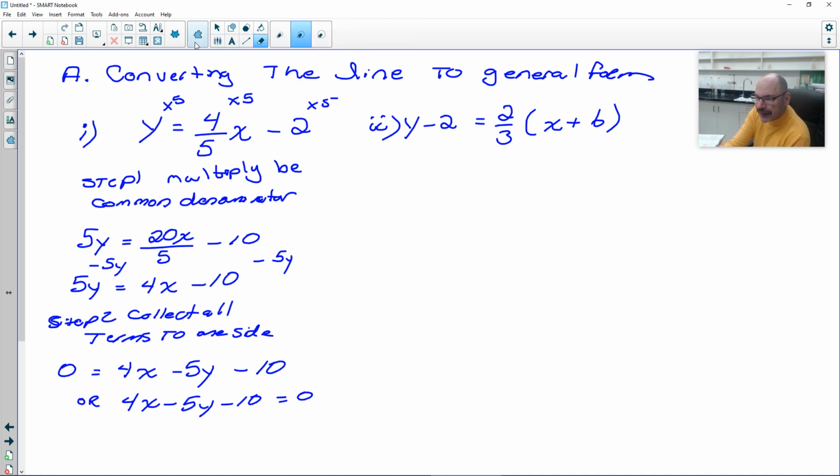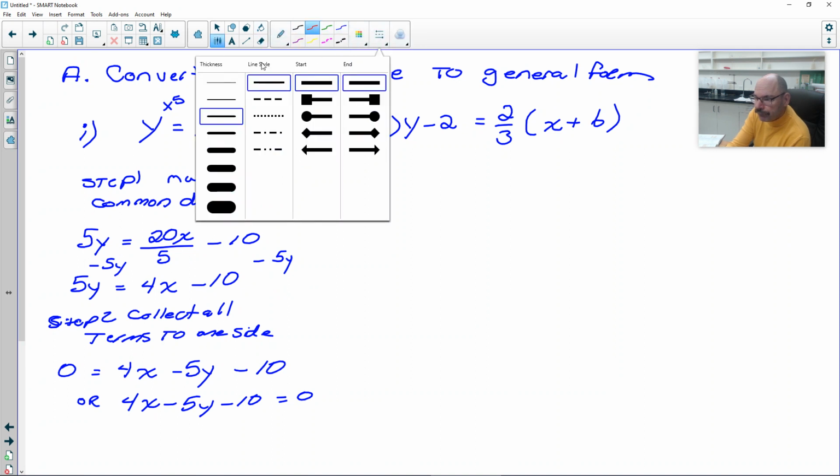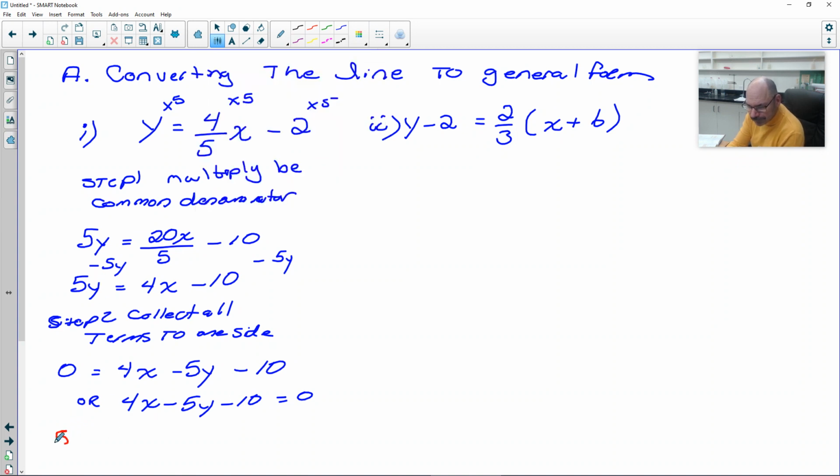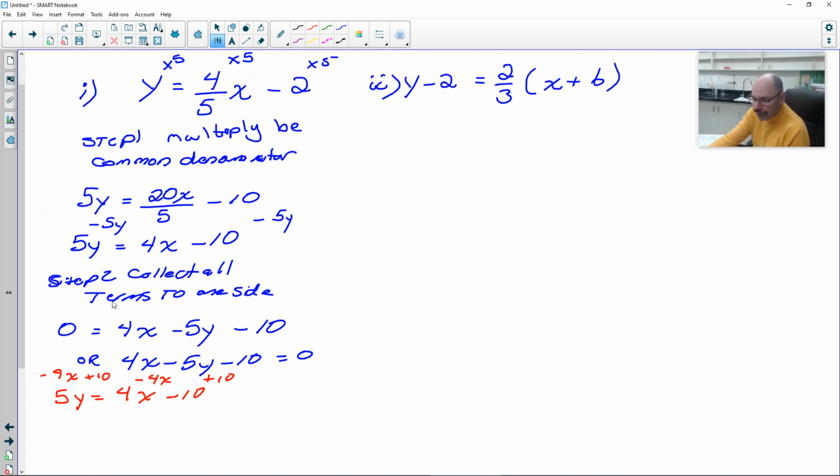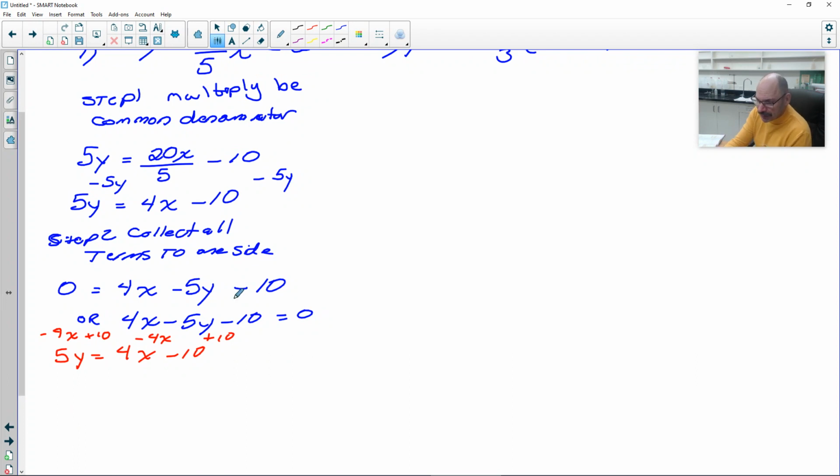So if we had this step here, and let's say that David wanted to subtract 4x and add 10 to both sides. If you wanted to do that, you could get the same answer, but on opposite sides. So it would end up being negative 4x plus 5y plus 10 equals 0.